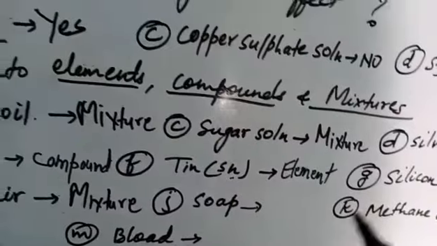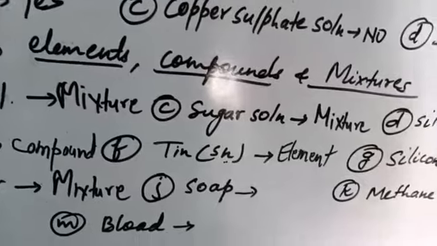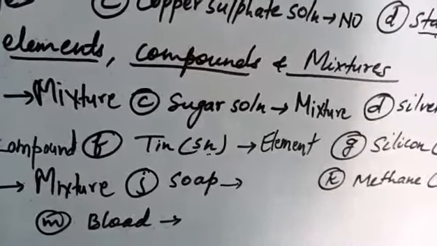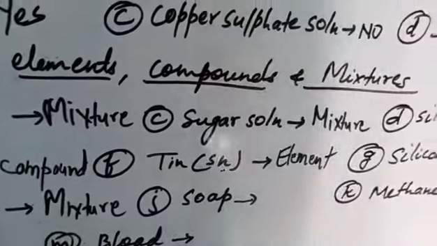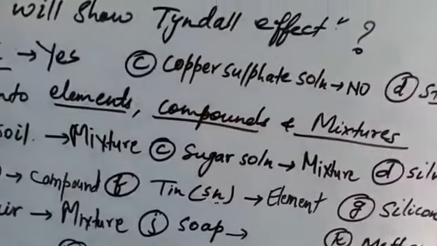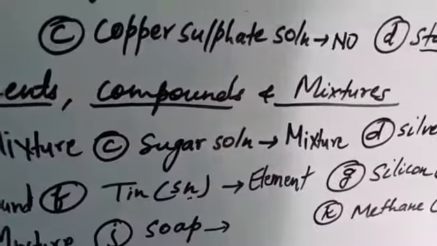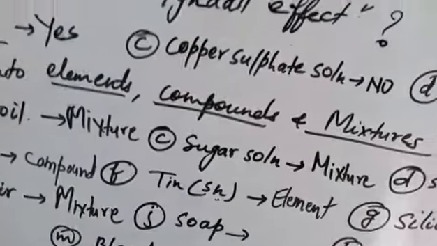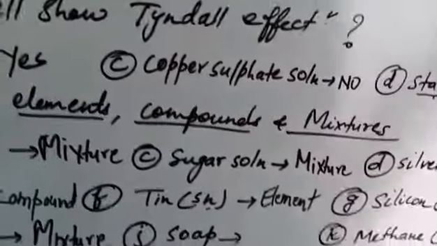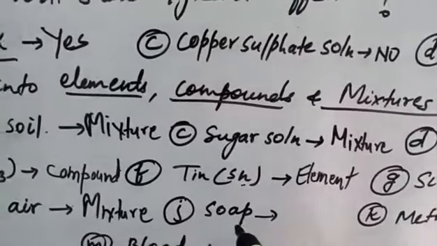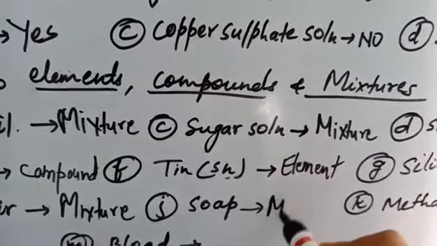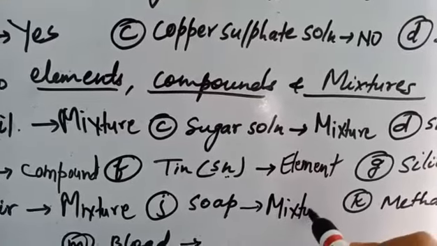Soap is actually a sodium and potassium salt of higher fatty acids. So some of its constituents are in fixed proportion, but some of the things are not fixed. It also contains glycerine and some other medicinal constituents also. So we cannot categorize soap as a compound, so we will write it as mixture only. Okay.